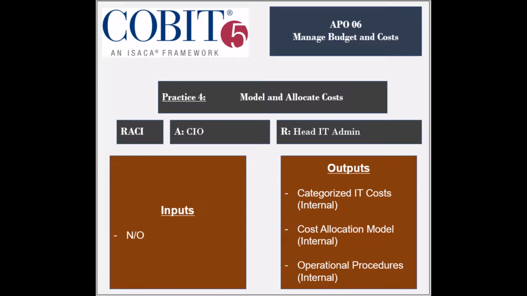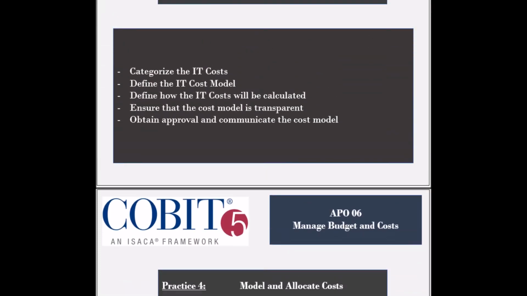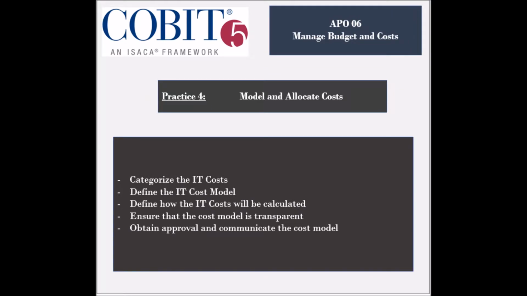The practice receives no inputs from other processes, but generates several outputs that include the cost allocation model, the categorized IT costs, and the operational procedures, all to be used internally. The activities involved in this practice include categorizing all the IT costs according to the enterprise accounting standards. The cost model should be defined, showing how the IT costs will be calculated, how it aligns with the IT budget, and the cost charge rates per service.